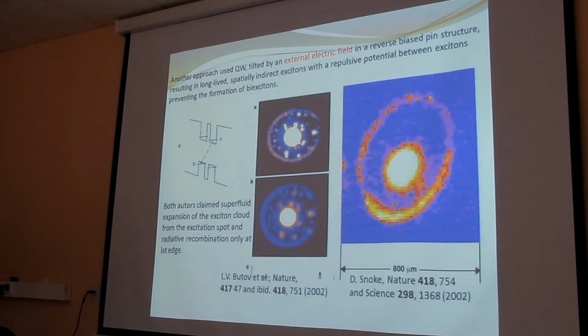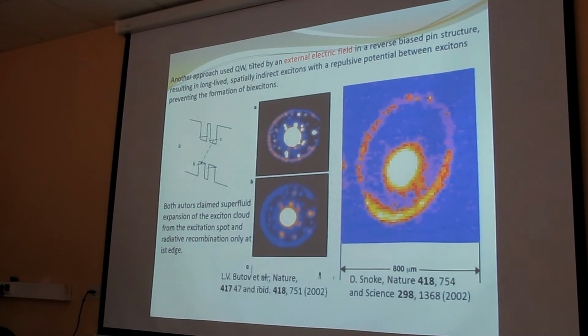Now then people started to work on quantum wells, and one trick was really a good trick. They grow 2 quantum wells in a pin structure, and apply an electric field. This tilts this structure, and then they have the electron sitting here, the hole sitting here. This means the dipole moments of all excitons are parallel. You get a weak repulsive interaction. You cannot get molecules, you cannot get electron hole plasma.